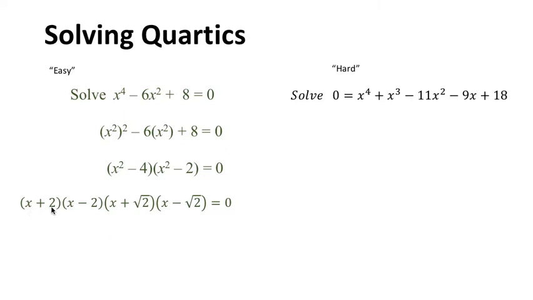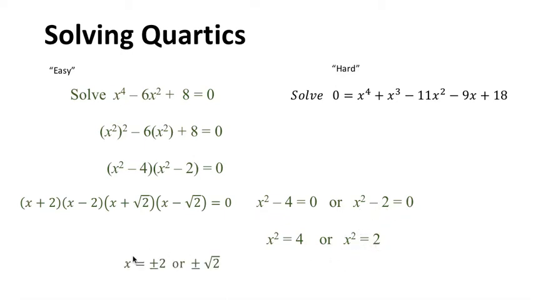What I like to do is do difference of two squares. What most people like to do is to say, okay, nil factor law. This bracket equals 0 or this bracket equals 0. So x squared minus 4 equals 0 means x squared equals 4. X squared minus 2 equals 0 means x squared equals 2. So x equals plus or minus 2 or plus or minus root 2. Okay, so that's your easy style when it's just a quadratic in disguise.